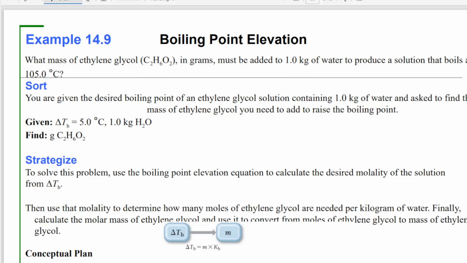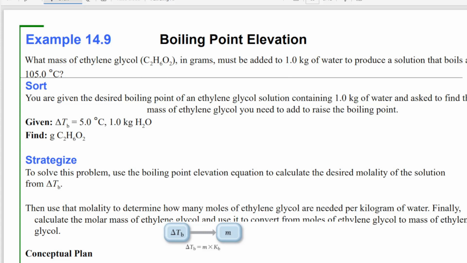Previously, we calculated freezing point depression. Next, we'll calculate boiling point elevation, which is calculated similarly, except the boiling point is elevated, so we just add the change in temperature instead of subtracting it. What mass of ethylene glycol in grams must be added to 1 kilogram of water to produce a solution that boils at 105 degrees C?